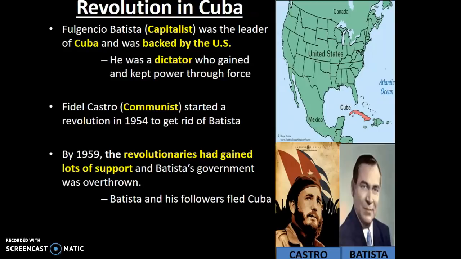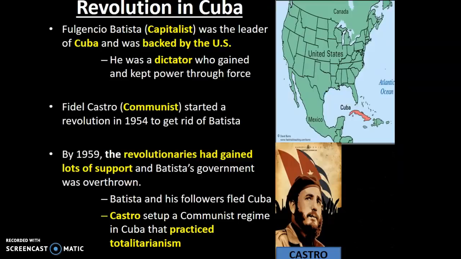Batista and his followers had to flee Cuba in order to save their lives. As we've already seen in several history lessons, when one government falls, the supporters of that government have to flee. They have to leave the country. Otherwise, they could be killed or jailed by the new government.